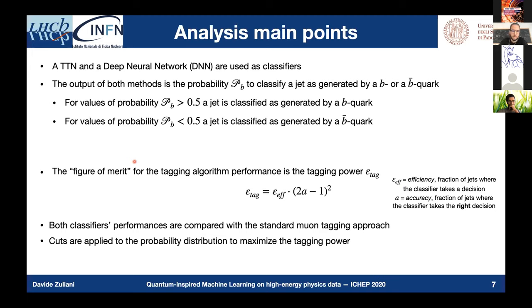Our figure of merit, what we would like to maximize and study, is the so-called tagging power, epsilon tag, which says how many jets are tagged correctly. So you see it's obtained by a product of the efficiency, how many jets are actually classified, times this factor, which relies on the accuracy, which is the fraction of jets that are correctly classified.